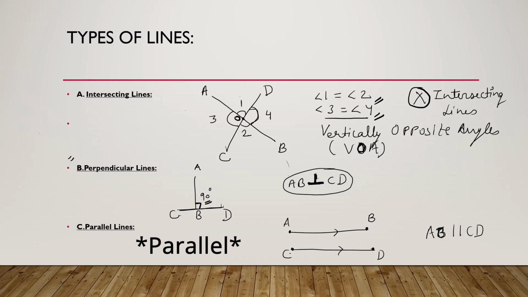Third one is parallel lines. Line AB is parallel to line CD, and they never meet each other. The sign for parallel lines is AB is parallel to CD, and an example of parallel lines is railway track lines. I hope it clears to you till now.